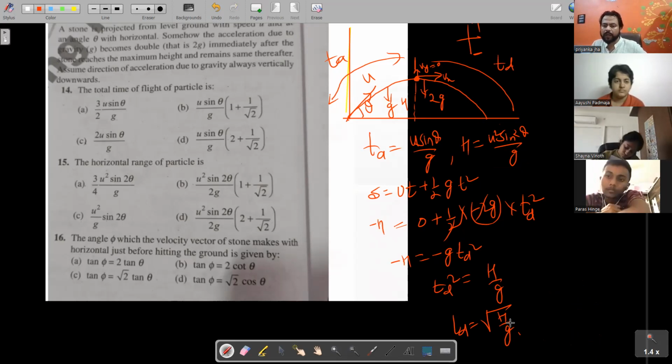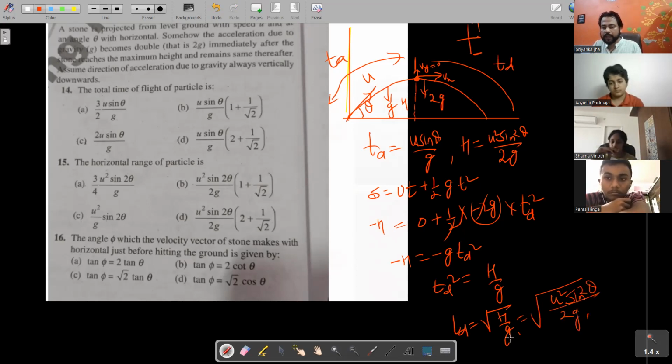So we have used this thing. Now I'll put the value of h here. What is the formula of h max? u square sin square theta upon 2g. So whatever will be the height here, the same height it will come down with double acceleration. So definitely it will take less time. So I'll put this h here, u square sin square theta upon 2g, into this g. So this is u sin theta upon g, which will come out with 1 by root 2.